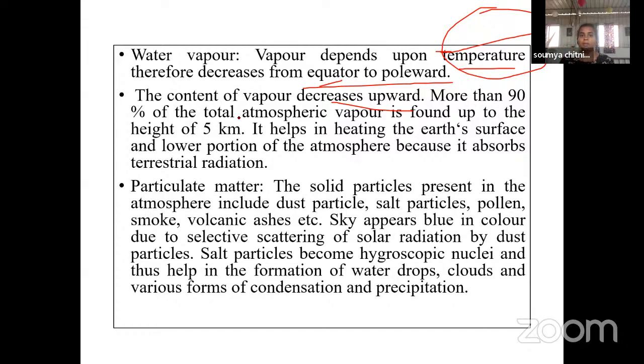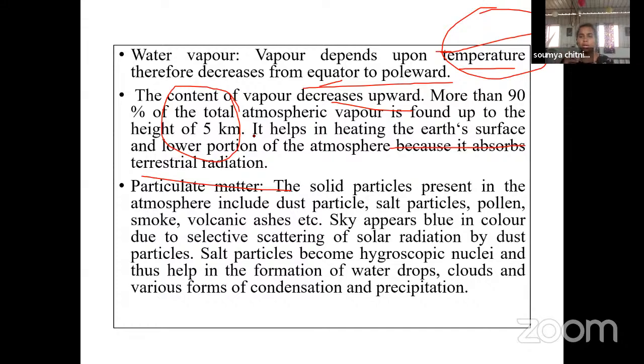More than 90% of the total atmospheric vapor is usually found within 5 km of the atmospheric height. So it helps in heating the earth's surface and the lower portion of the atmosphere because it absorbs the terrestrial radiation. We shall discuss what this terrestrial radiation is and how it affects. Okay, so then the particulate matter.